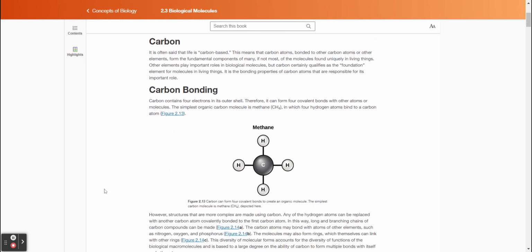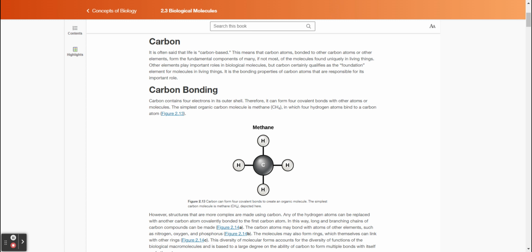It is often said that life is carbon-based. This means that carbon atoms, bonded to other carbon atoms or other elements, form the fundamental components of many, if not most, of the molecules found uniquely in living things. Other elements play important roles in biological molecules, but carbon certainly qualifies as the foundation element for molecules in living things. It is the bonding properties of carbon atoms that are responsible for its important role.